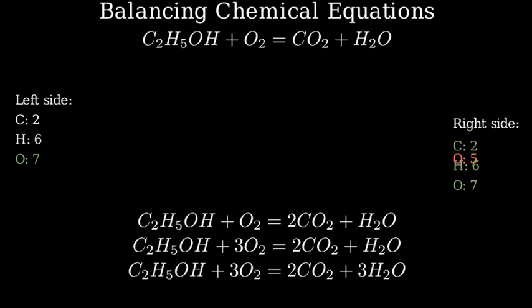And there we have it. Our chemical equation is now balanced. We have 2 carbon atoms, 6 hydrogen atoms, and 7 oxygen atoms on both sides of the equation. Remember, in a balanced chemical equation, the number of atoms of each element must be equal on both sides.